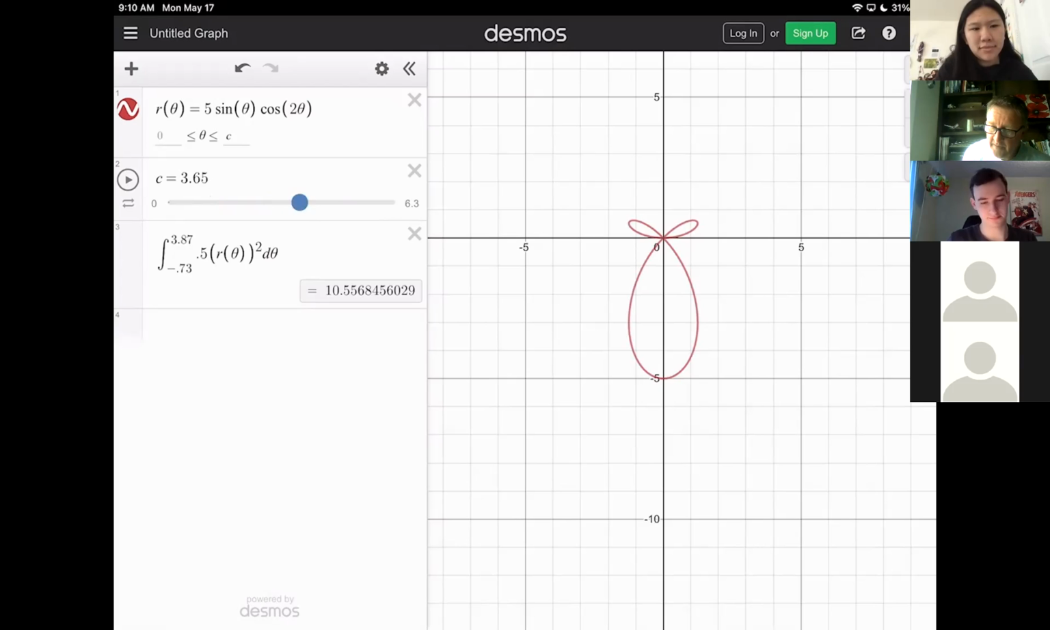And so if I keep going, I get no more graph. Therefore, it must be just landing on top of itself again. Isn't that kind of interesting? So if you just said, oh, I'll just go from 0 to 2 pi and I'll be done, that might have given you double the answer. Does that make sense?